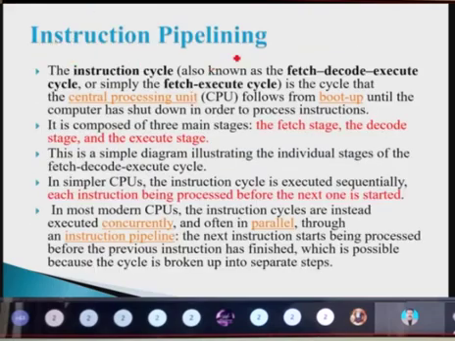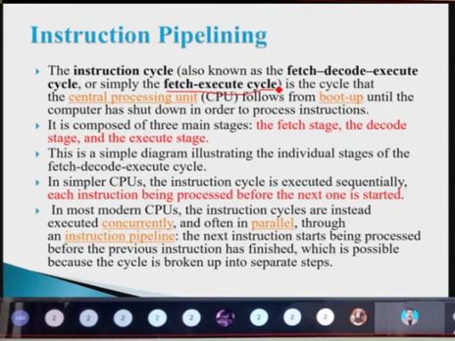So next is instruction pipelining. The instruction cycle is also known as the fetch, decode, execute cycle, or simply the fetch-execute cycle. It is followed from boot up until the computer shuts down in order to process instructions. It is composed of 3 main stages. What are the stages? First the fetch stage, then the decode stage, and the execute stage.